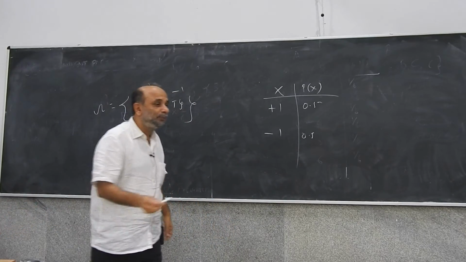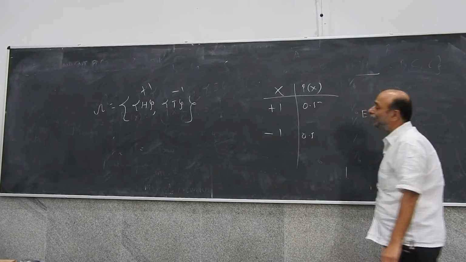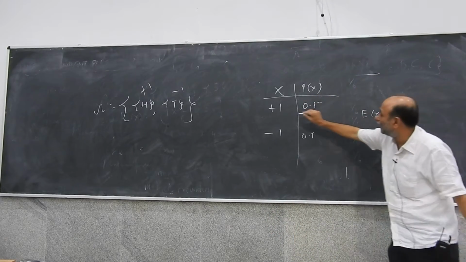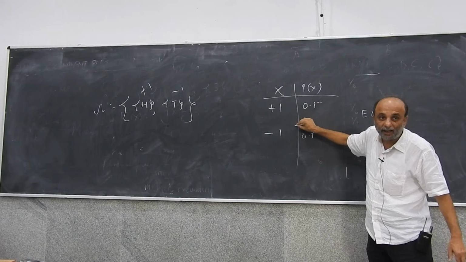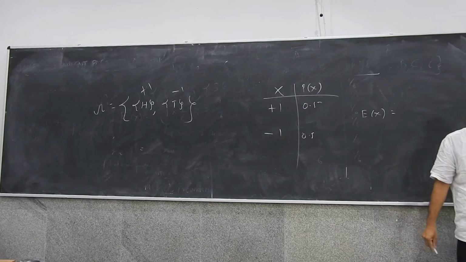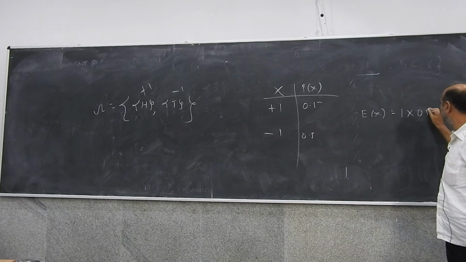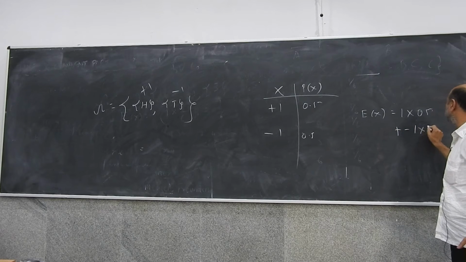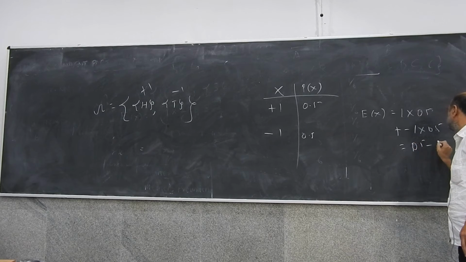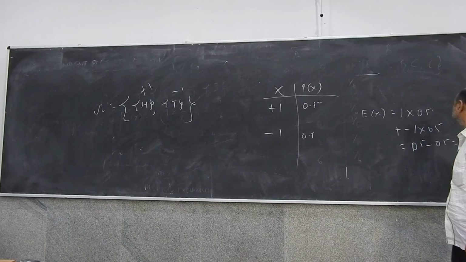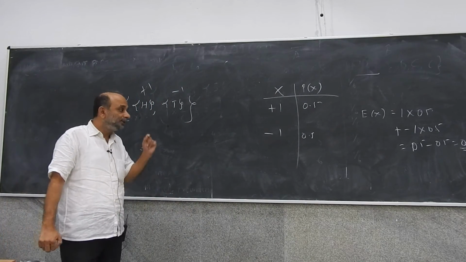So what is the expected value of x here? Each value of the random variable multiplied with the associated probability and summed. So what should I do to find the expected value? 1 into 0.5 plus minus 1 into 0.5 is 0.5 minus 0.5, equal to 0. Let's understand what that means.